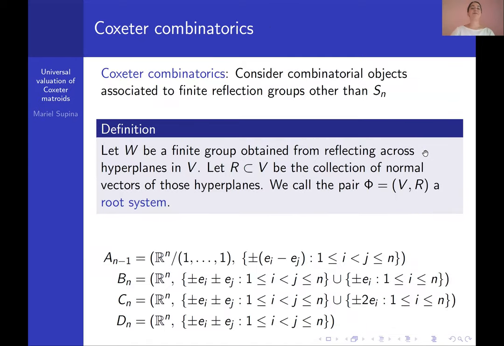In Coxeter combinatorics, we often like to consider combinatorial objects that are associated to any finite reflection group, not necessarily S_n. A lot of the things that people usually study in combinatorics are intrinsically related to the symmetric group, but sometimes we want to study things that are related to other reflection groups.